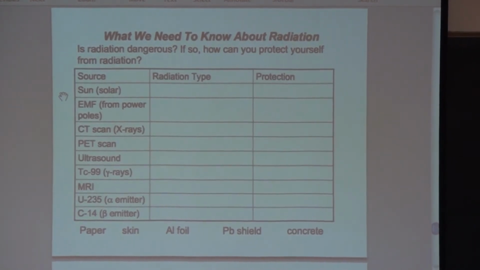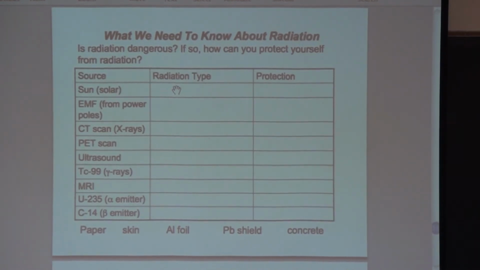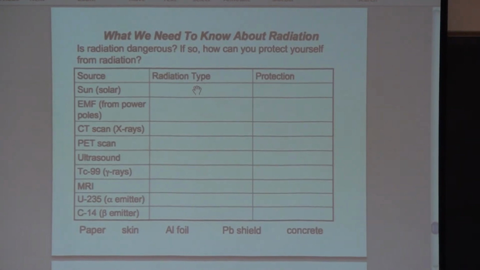Okay, so is radiation dangerous? And if so, what should we do to protect ourselves from radiation? For solar radiation, what's the radiation type? For the most part, when the sun's radiation gets to the surface of the Earth, is it going to be from electromagnetic or from particle radiation? Yeah, electromagnetic. So how should we protect ourselves from the sun's rays? Just use sunscreen. Or actually just wear clothes.